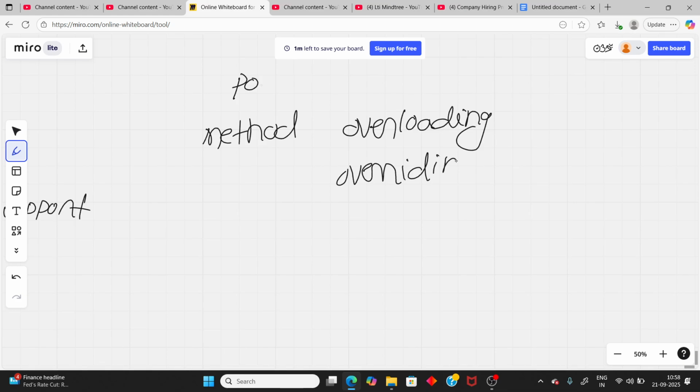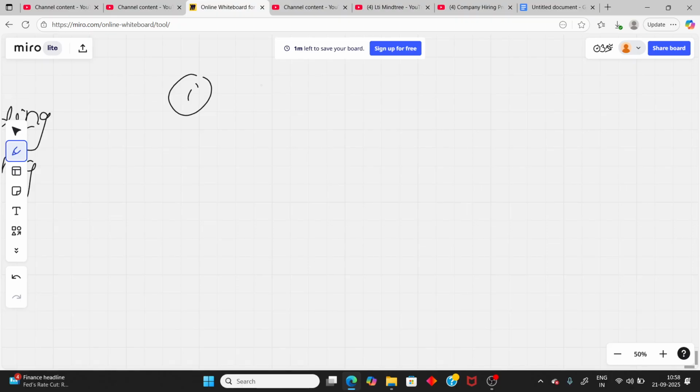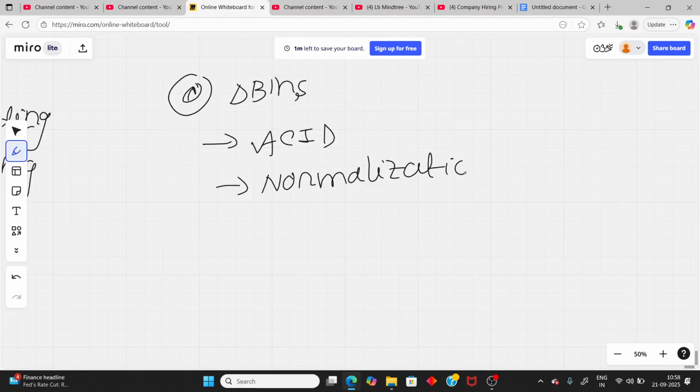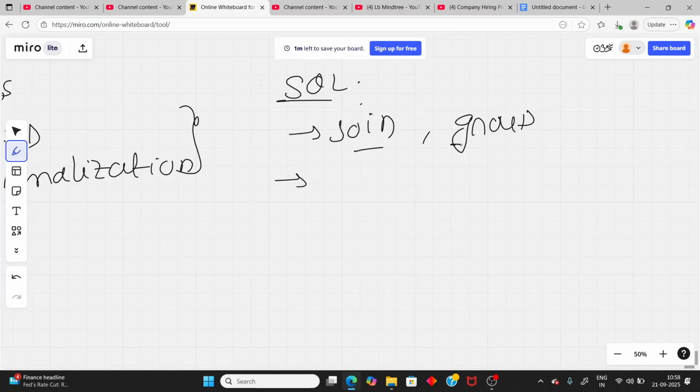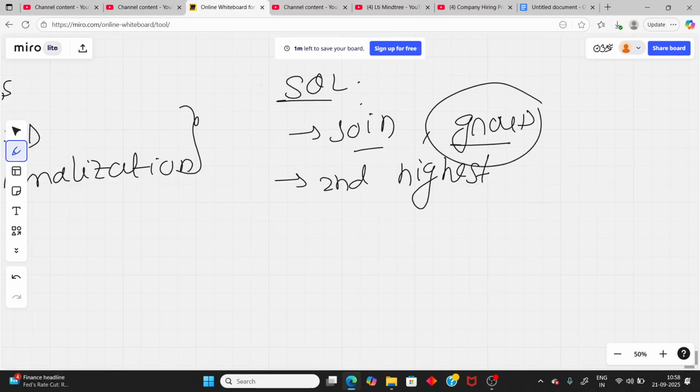Let's move on to another core subject, that is DBMS. DBMS is an important topic. You should know the ER diagram, all types of keys: primary key, candidate key, super key, alternate key, all constraints, relationships like one-to-one and many-to-one, and ACID properties and normalization. Most important are ACID and normalization. With SQL, you should know all the basic SQL commands, join commands, group by, and how to find the second highest salary. That is enough for SQL.